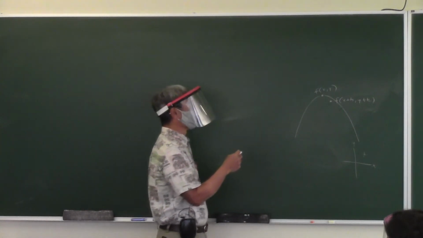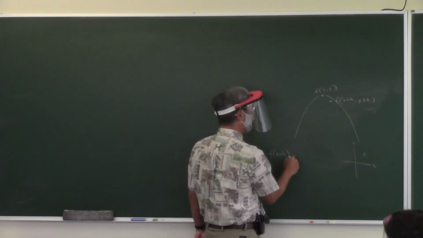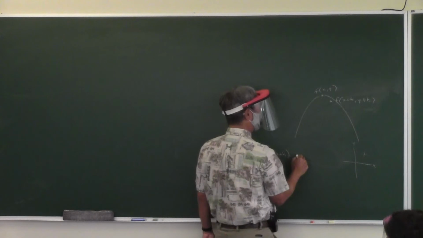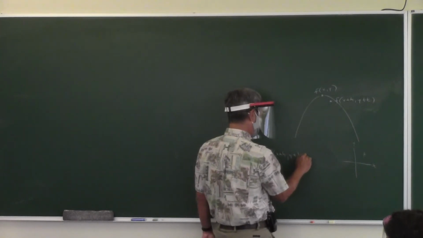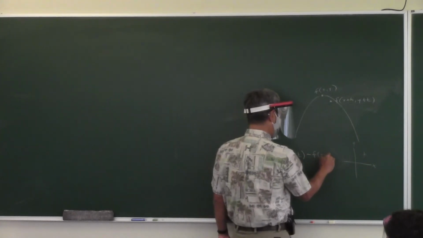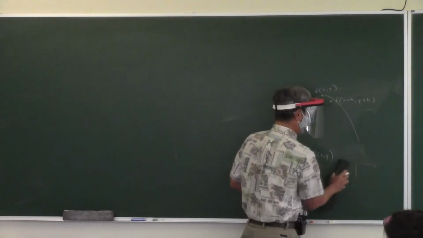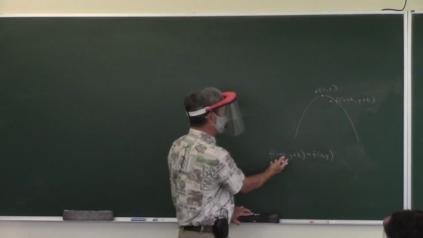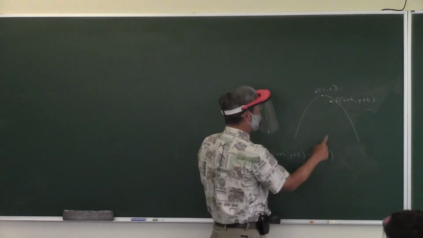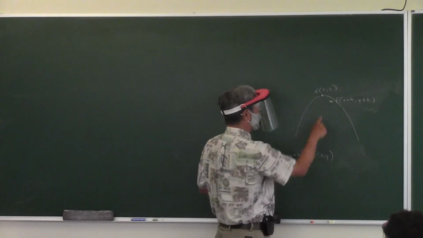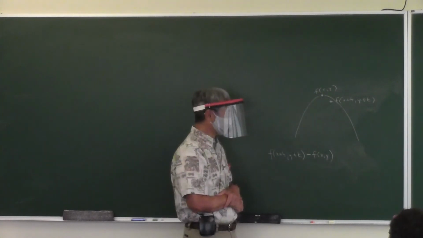So we're going to subtract: f of x plus h, y plus k, minus f of x, y. What do these give you? One is the z coordinate of this point, and the other is the z coordinate at that point. If this is going to be a relative maximum, then what should this quantity come out to? 0.